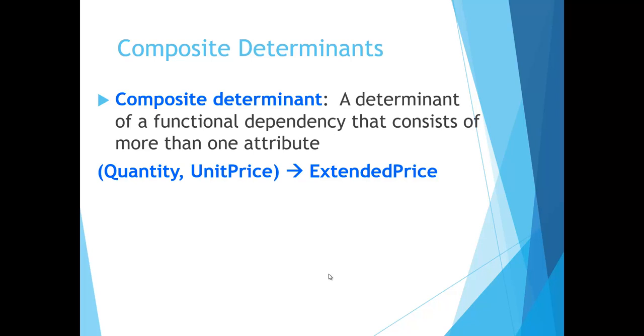As we stated before, some of these determinants can be composite, which means that they consist of more than one attribute. And we gave the example of the quantity and unit price. The extended price is a result or an attribute that's been defined by the quantity and the unit price. So with this, the primary key for me is the quantity and unit price.